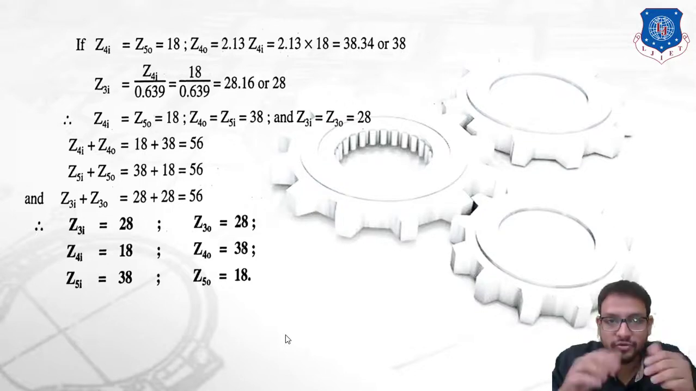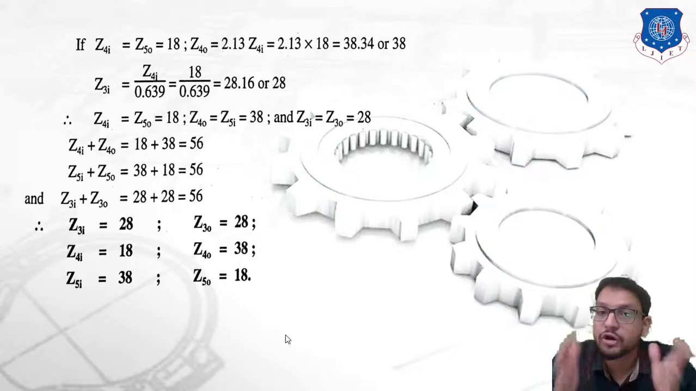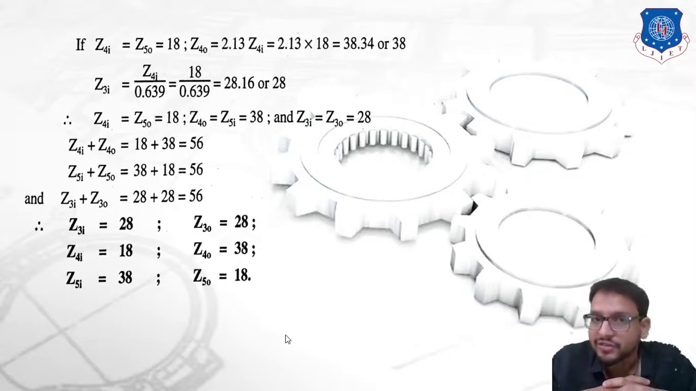I hope that you are clear with this numerical, and in a similar manner you have to solve numericals for different speed steps. It could be given in the data as 4 speed steps, or 8 speed steps. So accordingly you need to draw the kinematic diagram and determine the number of teeth.